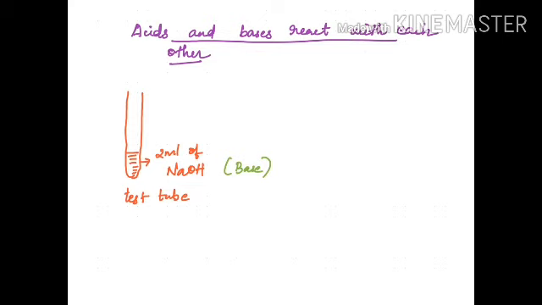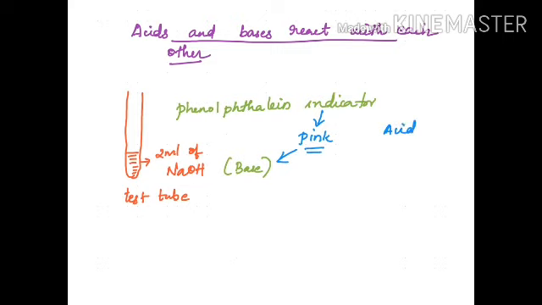Then what I am going to do next is add phenolphthalein indicator to it. When I add phenolphthalein indicator, we know that its color will change to pink in the presence of a base, right? We have studied that phenolphthalein indicator in a base: its color will change into pink. If it is added to an acid, what will happen? It will be colorless. This we have studied when we studied indicators, right? So if I add phenolphthalein indicator to this 2 ml of sodium hydroxide, its color will change into pink.